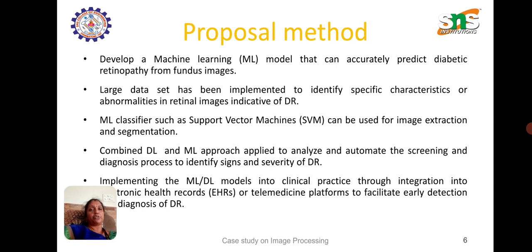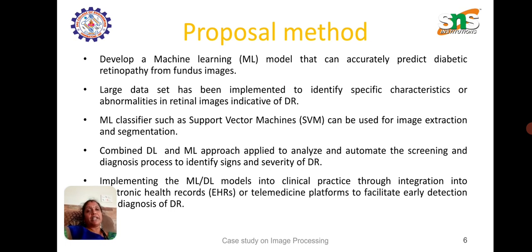used for image extraction and segmentation, because using the SVM algorithm, high dimensional data can be processed, and even nonlinear characteristics of images can be processed. Once the SVM is trained for a model, it can be used for unlabeled data also. So SVM can be preferred for this operation, and a combined DL and ML approach is applied to analyze and automate the screening and diagnosis process to identify the severity of the disease.